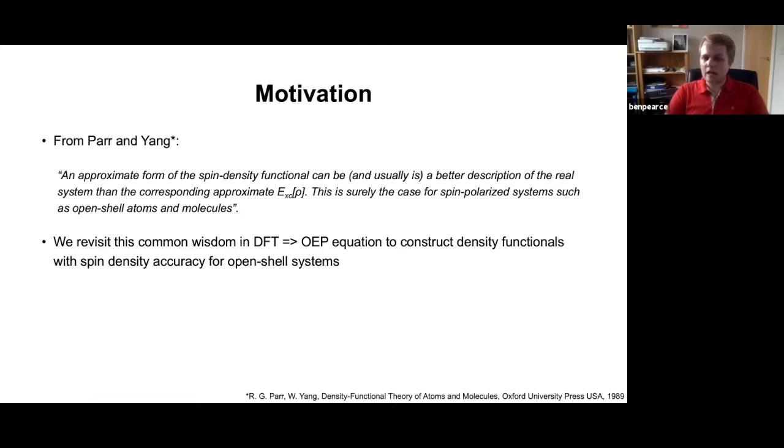Well, from Parr and Yang's famous textbook, they state that the approximate form of a spin density functional can be, and usually is, a better description of a real system than the corresponding exchange correlation density functional. It's surely the case for spin polarized systems such as open shell atoms and molecules. So the idea in this talk is to revisit this common wisdom within density functional theory and develop an OEP equation, or an optimized effective potential equation, to construct new density functionals with spin density accuracy for open shell systems with the same computational cost as the underlying spin density functional approximation that you're using.